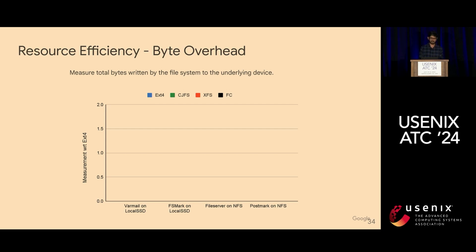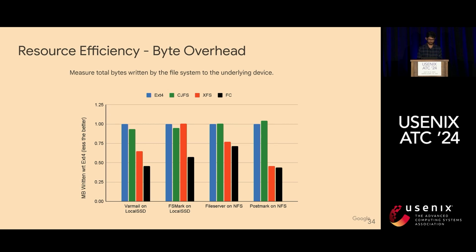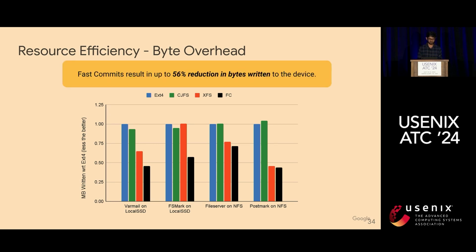Now let's first look at resource efficiency and the byte overhead of journaling. In this experiment, we measure the total number of bytes written by the file system to the underlying device under all situations. As you can see, fast commit results in up to 56% reduction in bytes written to the device.